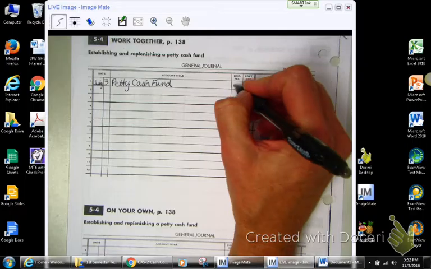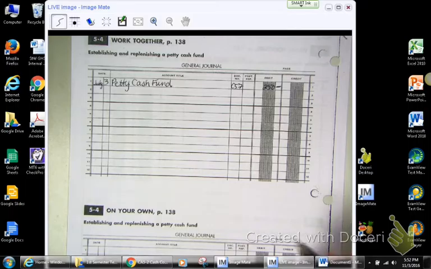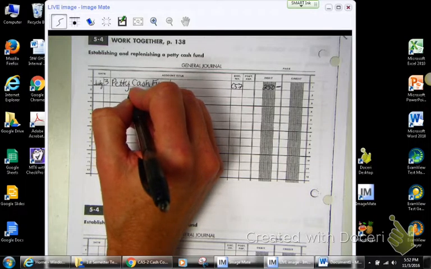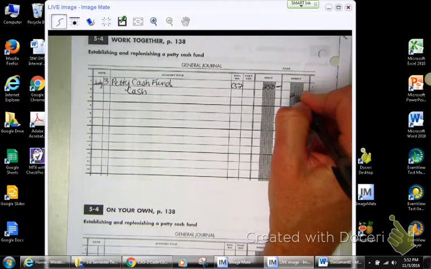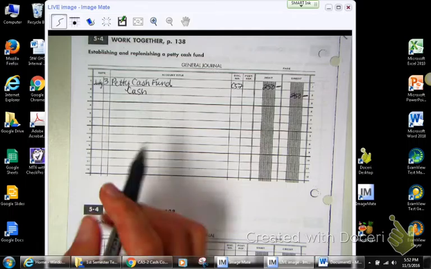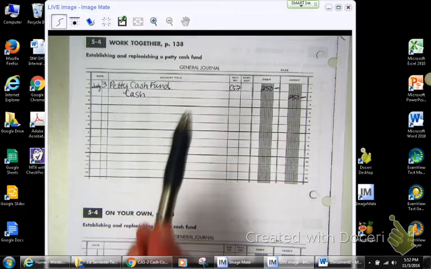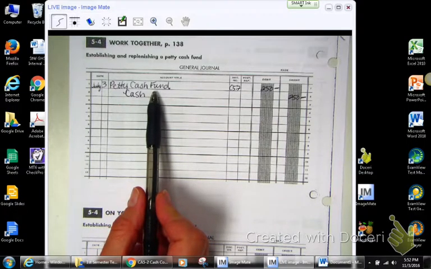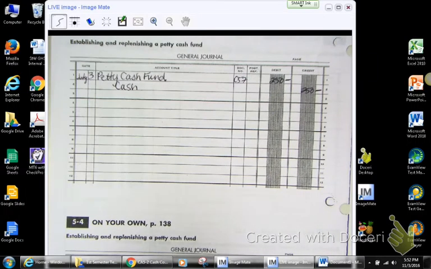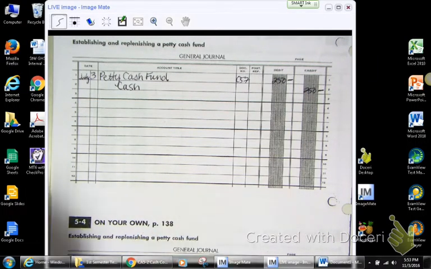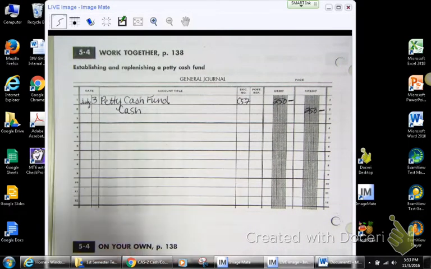And it says that we did that on check 57, and we're establishing it for $250. And then we're paying out of our cash account in the bank, so we're going to credit our cash account for $250. Now, as we discussed in class when we did the notes, when we establish a petty cash fund, that's the only time we are actually going to debit our petty cash fund. As the balance is used, we don't do journal entries to that account every time we take money out of it.